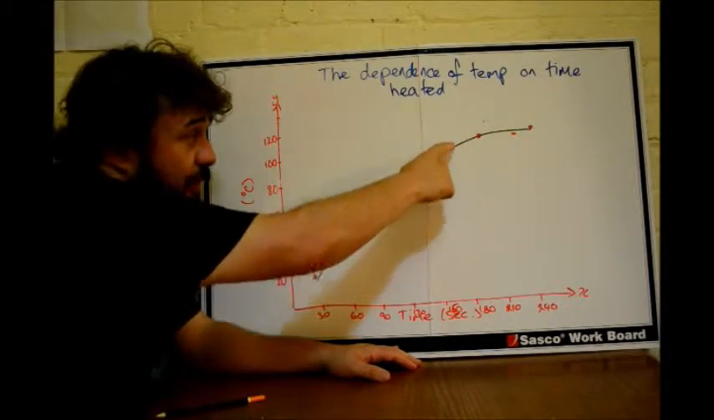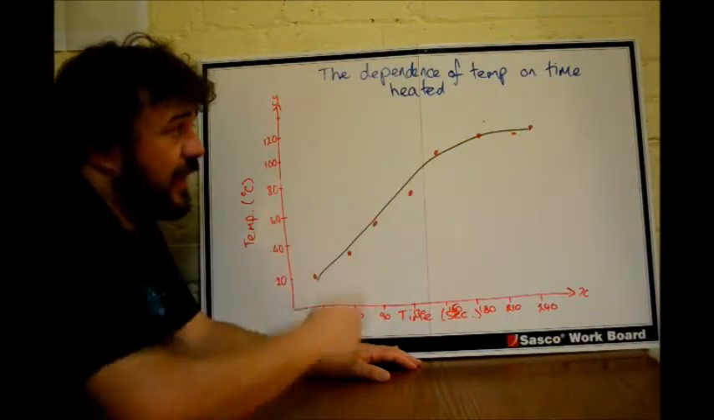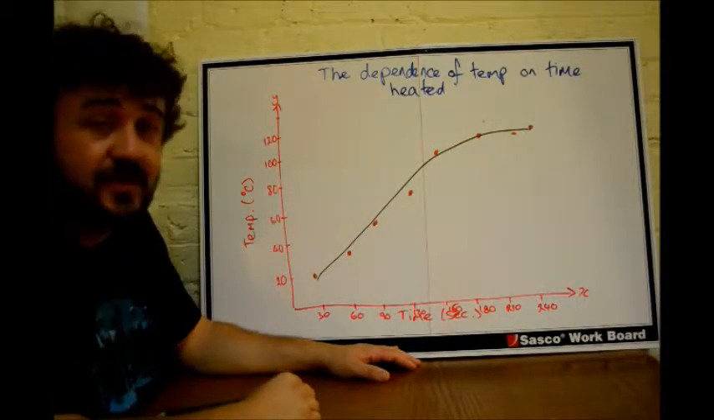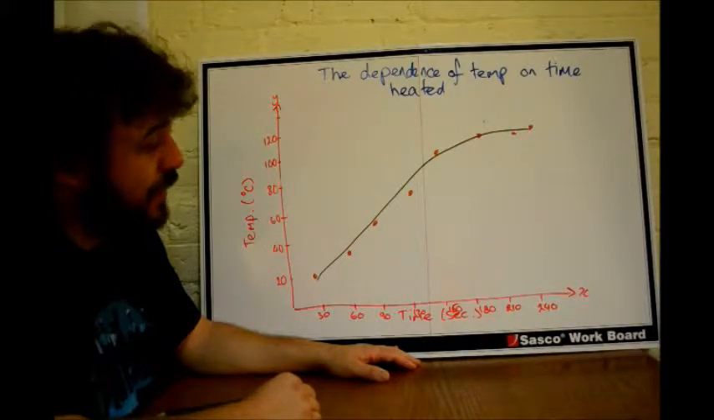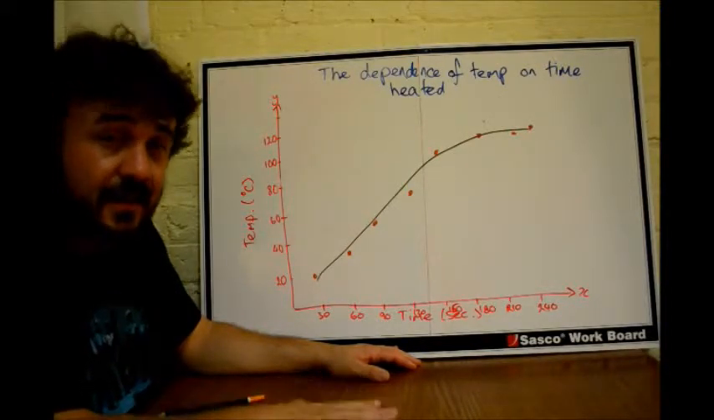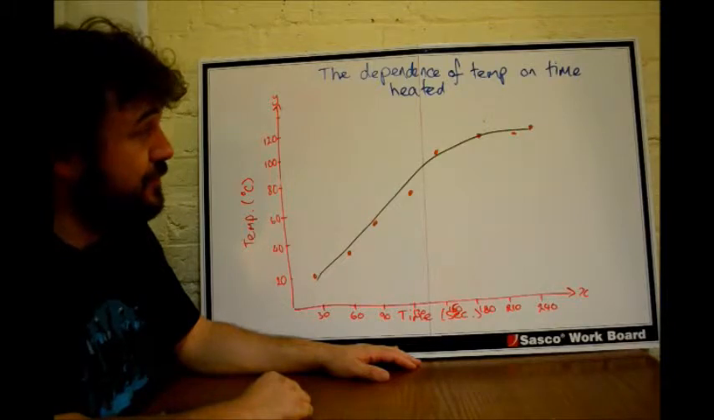Now see, it doesn't go through every dot, but it goes through the average path throughout the dots. Okay? Alright, that's it. That's our graphs. So, yeah.